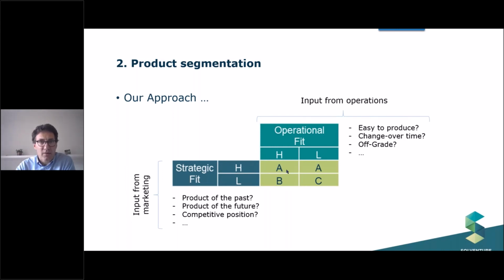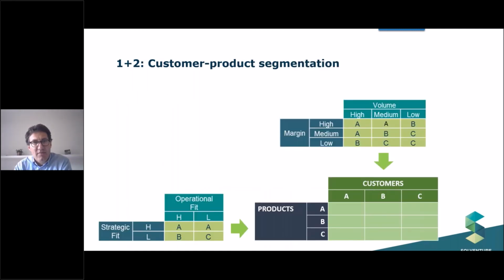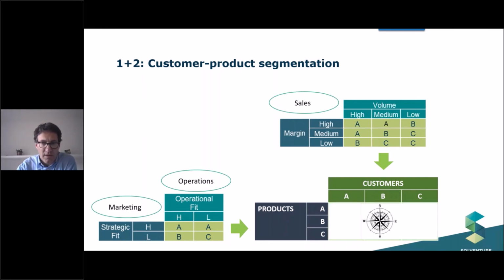Using those two, you would have a matrix where combining a high operational fit with a high strategic fit would result in A products, and C products would be the ones with a low operational fit and low strategic fit. Having those two combined gives already a nice starting point to start differentiating the way you interact with your customers, and doing so in a different way, maybe for different products.